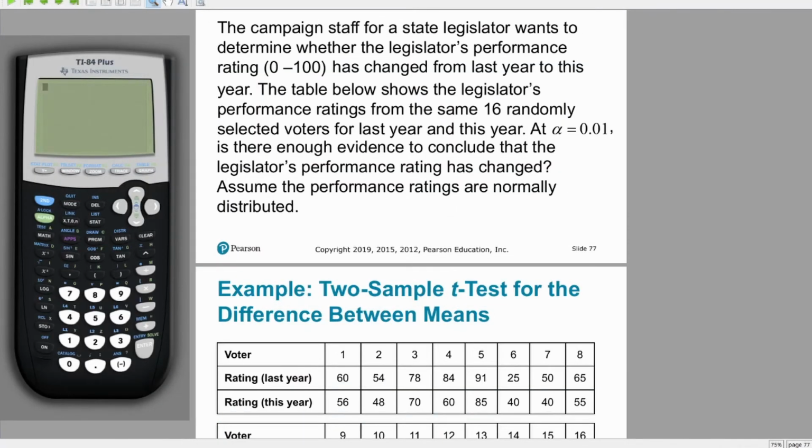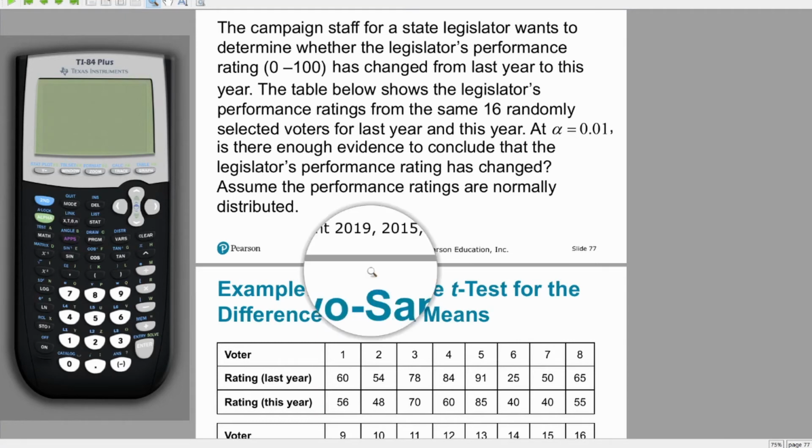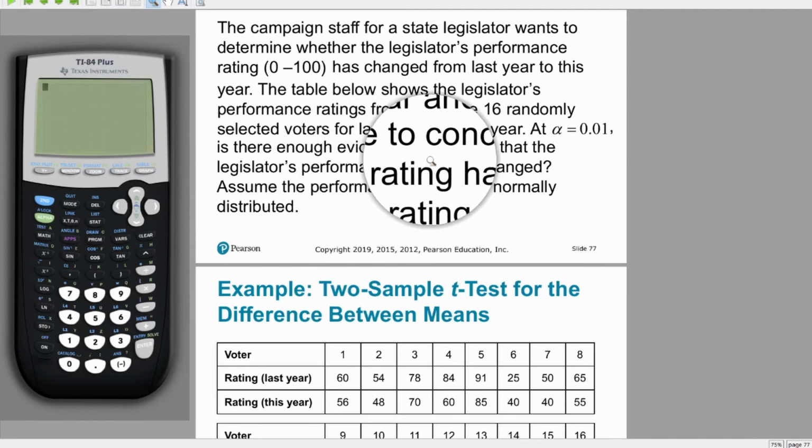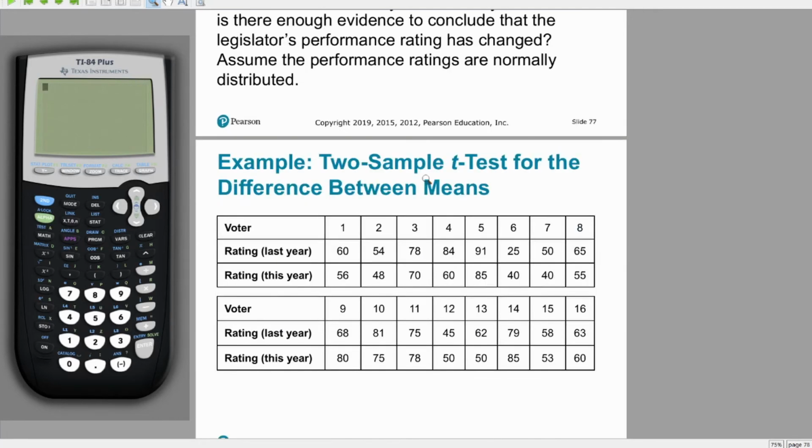So for our second example here, we are looking at a legislator who wants to see if there's any evidence of a change in performance rating, where here we've got a lot of data to track down, so you really have to be careful about entering all of this correctly, but it goes in much the same way as before. We go to Stat, Edit, we're going to put in our ratings, where I'm going to put the old ones first, so that'd be that 60, 54, 78, and so on. I'm going to speed through here just to save us a little bit of time, but I'll see you in a second.